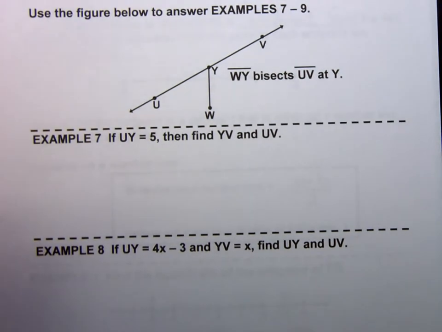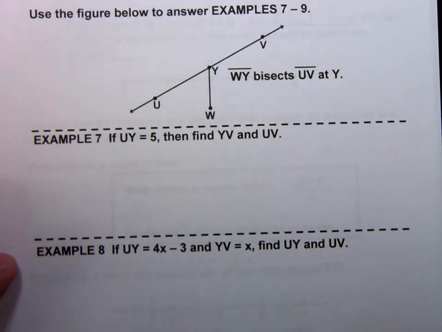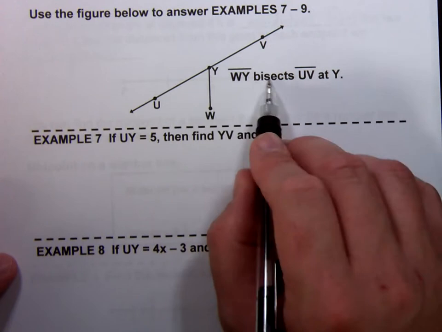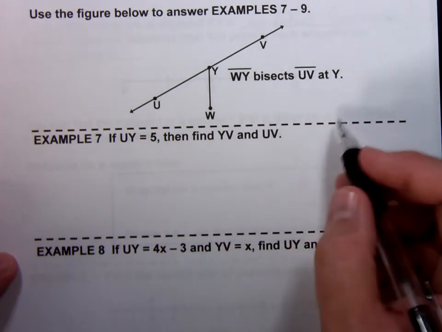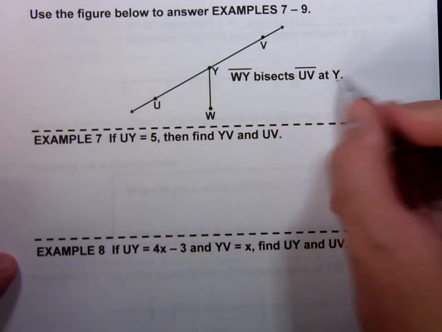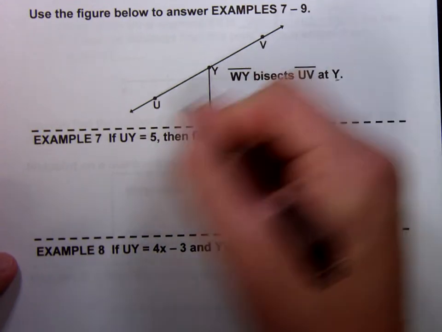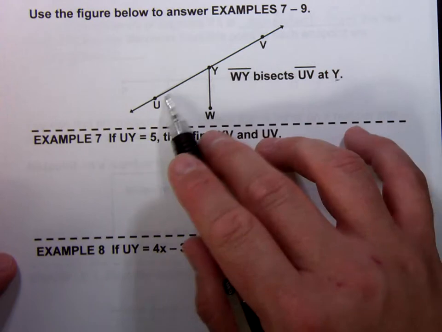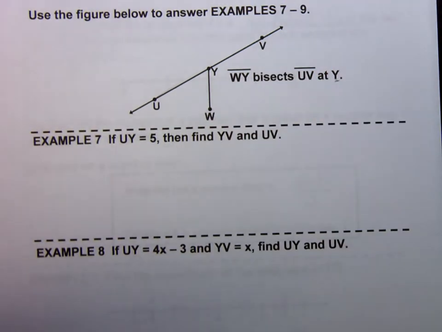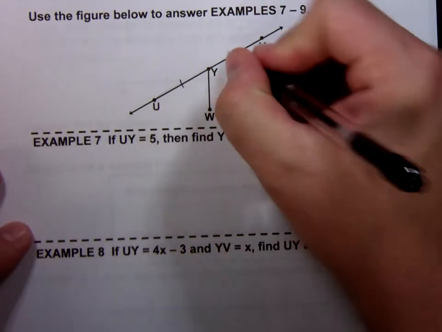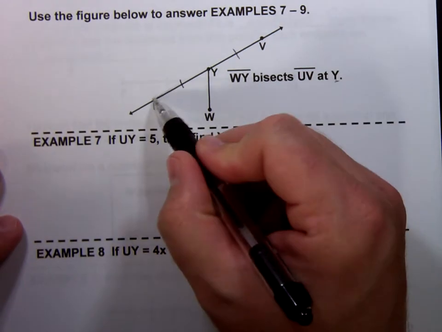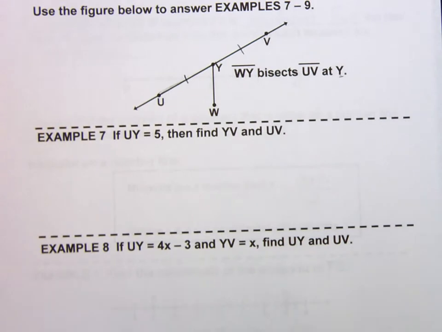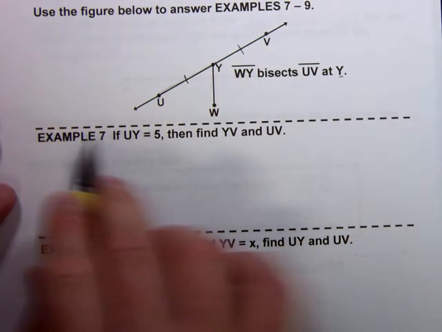Now, the first thing I'm going to do, though, it says that line segment WY, right here, bisects line segment UV at Y. So that's telling you Y is the midpoint of line segment UV, and line segment WY is bisecting line segment UV. So line segment UV is like that 10-foot pole. It's getting split into 2 congruent halves. I know line segment UY and line segment YV are going to be congruent.